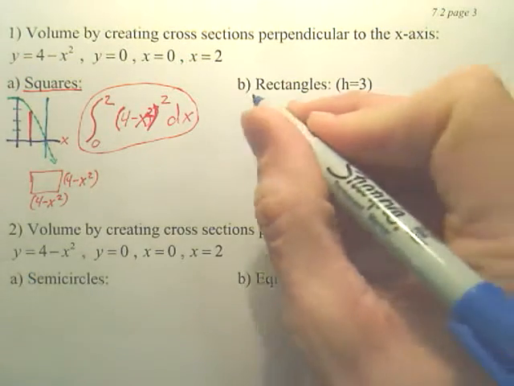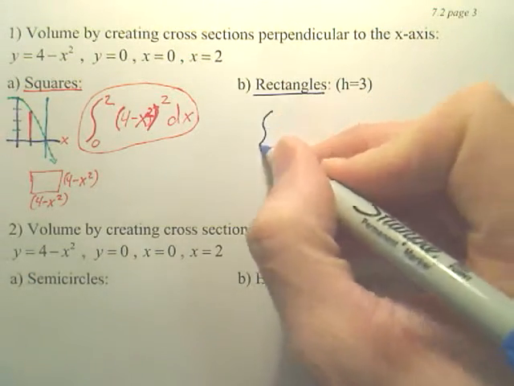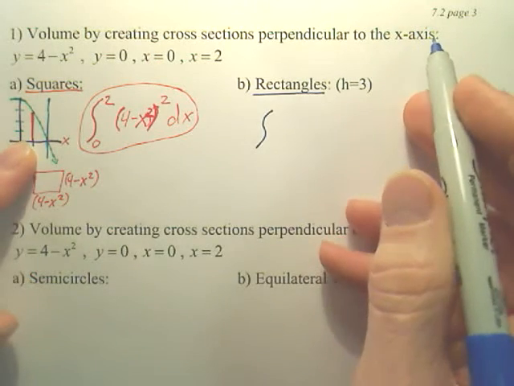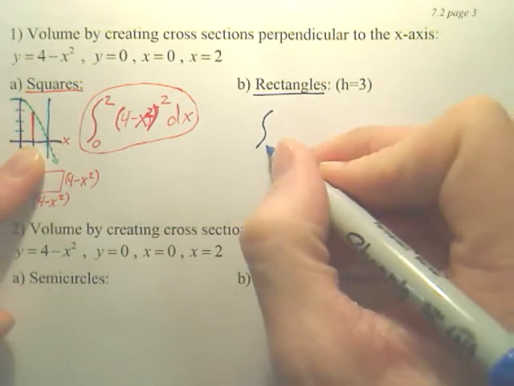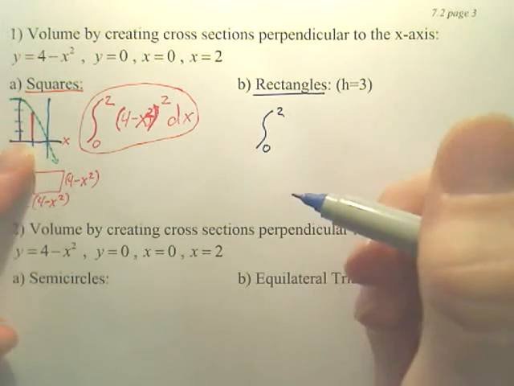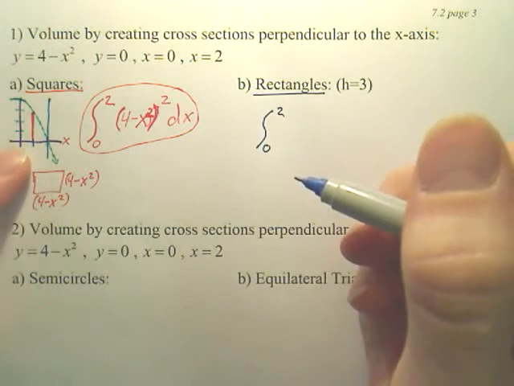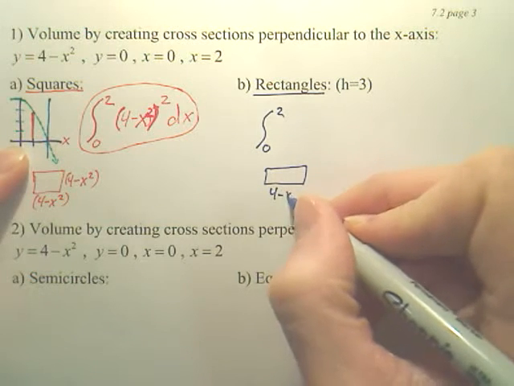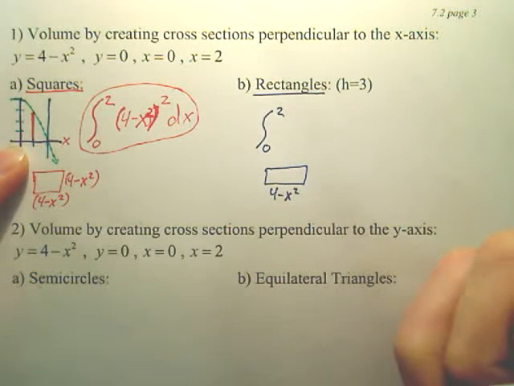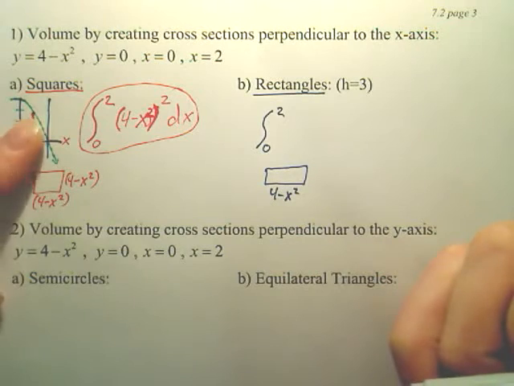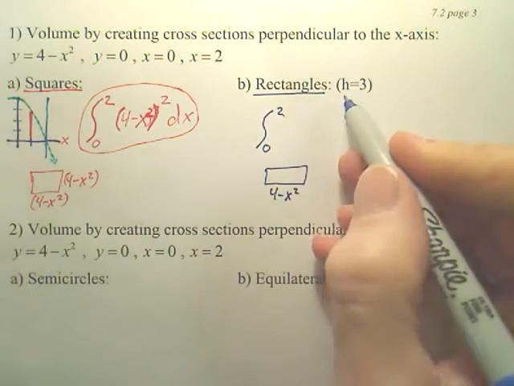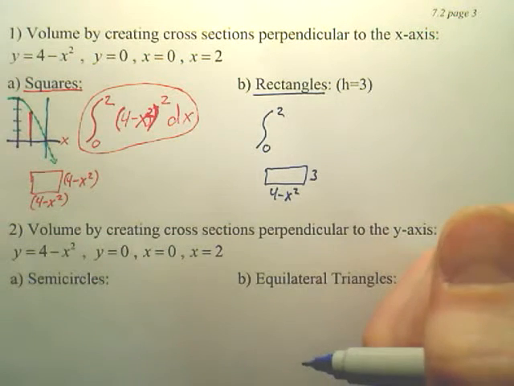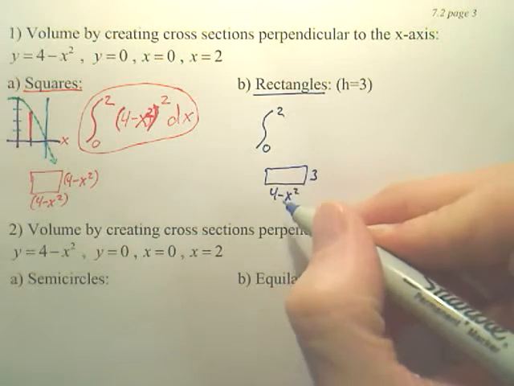For this one, if I'm doing rectangles, same graph, same x-axis, perpendicular to the x-axis. If I'm doing rectangles, am I still going to go from 0 to 2? Yeah. Now, for a rectangle, isn't my base going to be 4 minus x squared? What's the height of my rectangle at that red line? It says my height is 3. So will my height always be 3? Yes, but will my base constantly change?